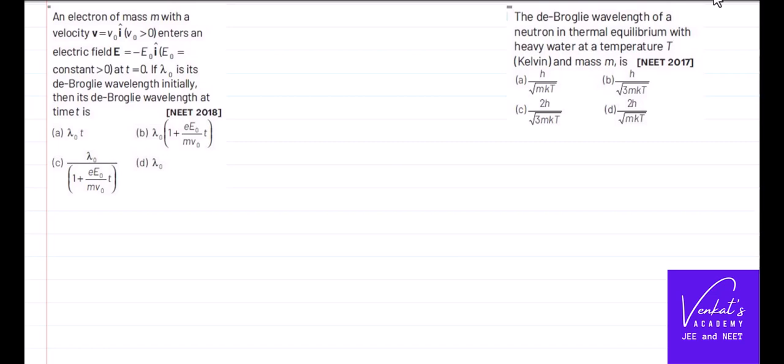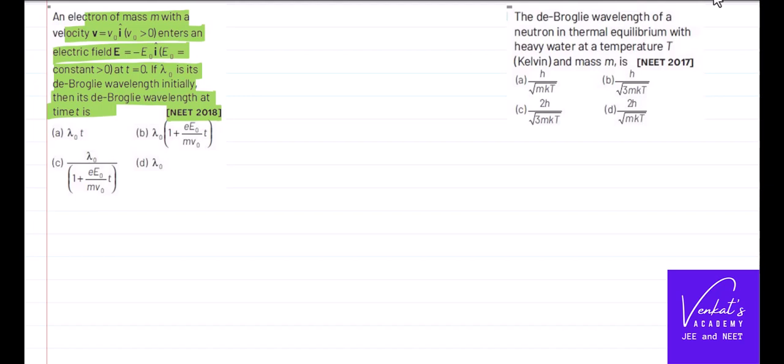This is the NEET 2018 question on the de Broglie concept. The problem says an electron of mass m, moving with a velocity v equal to v naught i cap, where v naught is greater than 0, enters an electric field minus E naught i cap, where E naught is also greater than 0, at t equal to 0. Lambda naught is its de Broglie wavelength initially. Then its de Broglie wavelength after some time is how much?